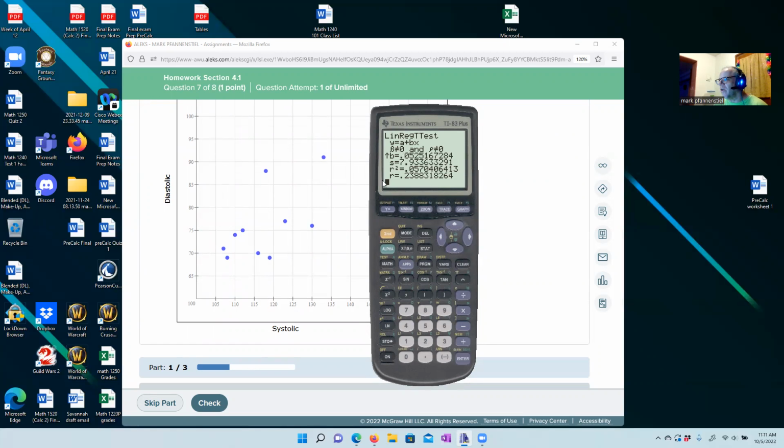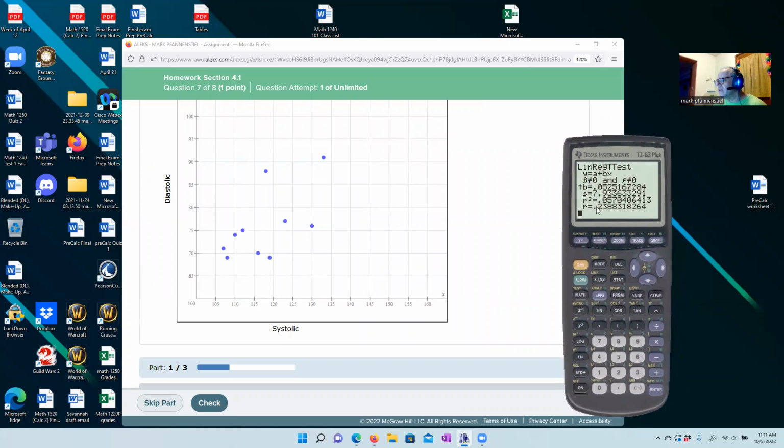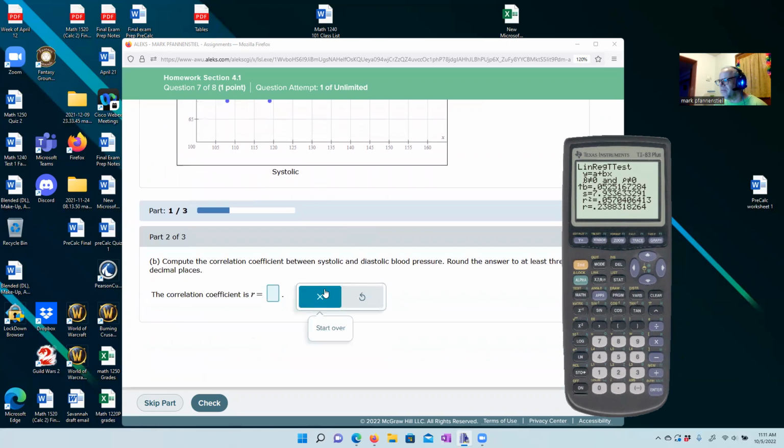So I'm looking for R. And again, all of these other pieces, they all mean something, but we'll get there, just not in this chapter. So we want 0.2388. It says 3 decimal places, so I'm going to round it. This 8 is going to round that up to a 9. So 0.239, and that's our value there.